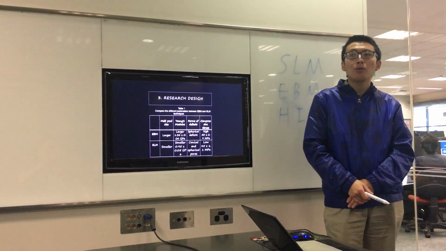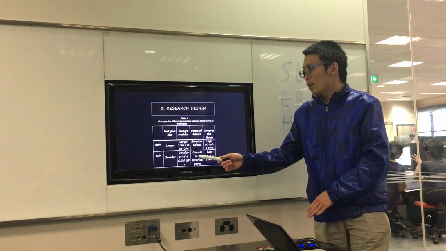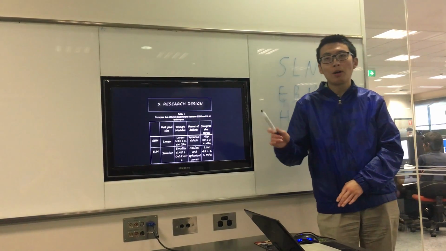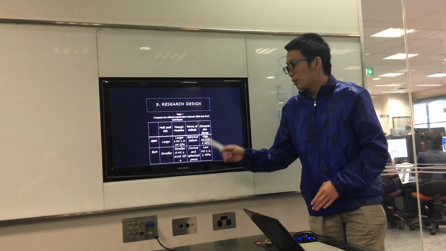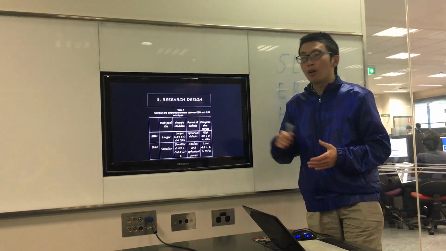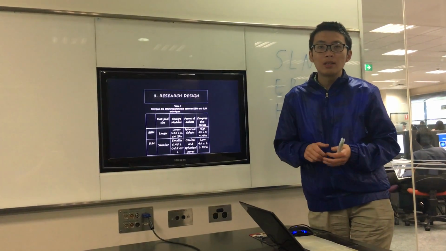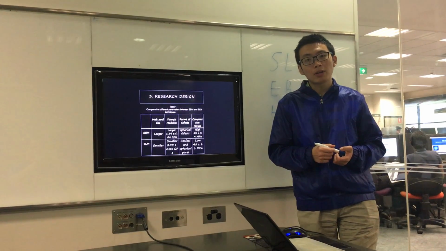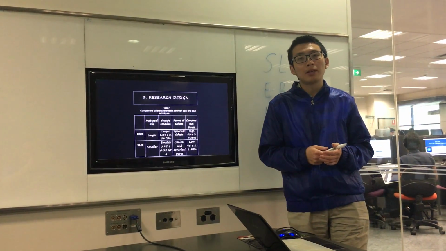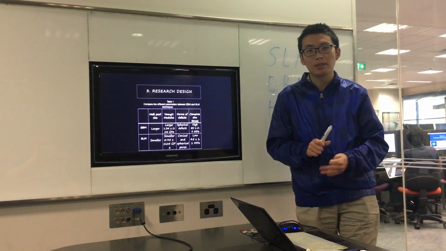But in SLM process, it only ranges 0.95 plus or minus 0.05 GPa. The second is forms of defects. In EBM process, there are mainly spherical defects. But in SLM process, there are mainly spherical and conical defects.